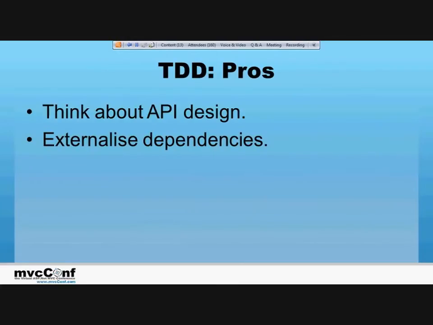The other thing that it helps us do is externalize dependencies. Because the code base needs to be testable, any external dependencies such as databases need to be mockable. We need to be able to externalize those implementations so that during the testing cycle we can inject fake ones. And so you see a lot of IOC containers used alongside TDD development efforts.